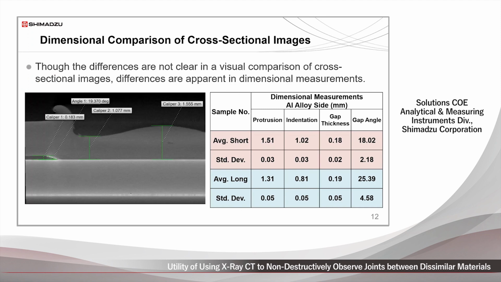The longitudinal cross-section images from the two samples prepared with different pressurization conditions were used to measure the protrusion, indentation, gap thickness, and gap angle from the aluminum alloy at the joint. The results showed that the sample with short pressurization was thicker at the protrusion and indentation and had a smaller gap angle. Since the mechanical properties of the joint are said to be affected by dimensional differences at the joint, the joint dimensions can be quantitatively evaluated non-destructively by measuring dimensions in CT cross-sectional and 3D images.